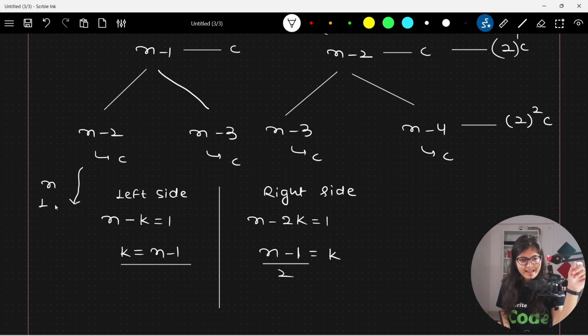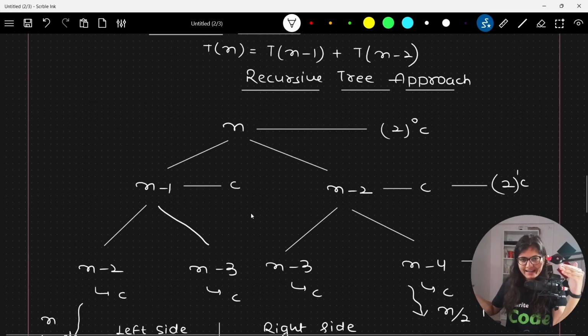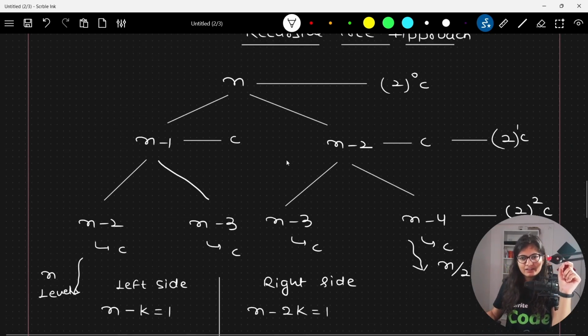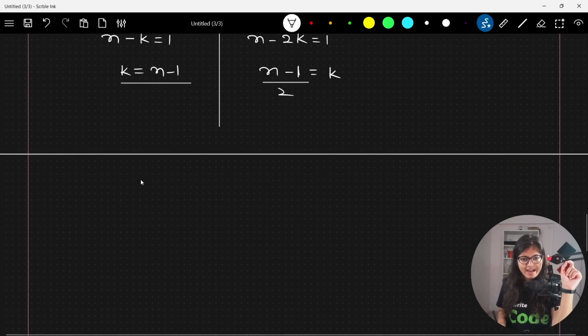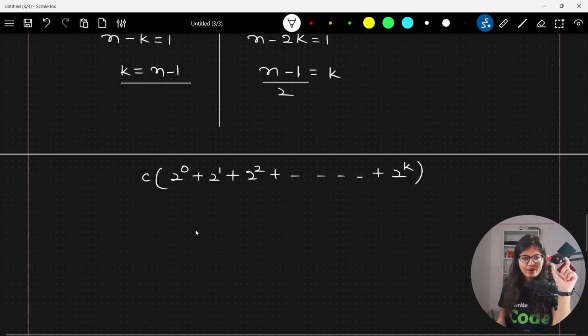So on the left side we will have n levels, and on the right side we will have, in a way, n by 2 levels. Which has the higher value? N. So what we will do is keep on adding until the last level k, because at each level the cost is different. So I can take c as common and write 2 to the power 0 plus 2 to the power 1 plus 2 to the power 2 and so on, until the last level, which is k, and k equals n.